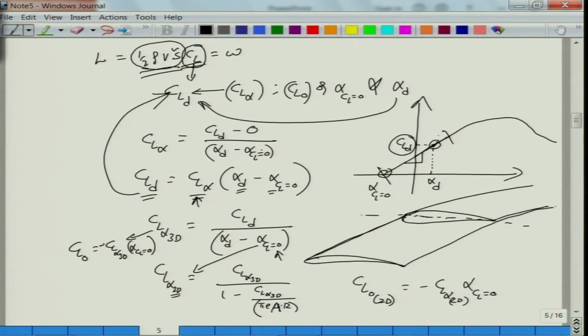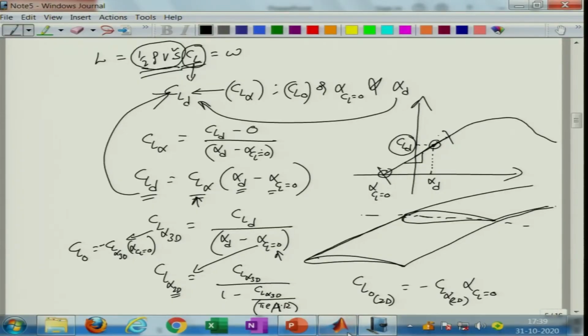Okay. So, once you know what should be the 2D CL naught, what should be the 2D CL alpha, and what should be alpha at which CL is equals to 0, 2D and 3D being the same, then you will be able to find out what should be the corresponding aerofoil from the aerofoil database. So, that is how you can select the aerofoil here. Okay.